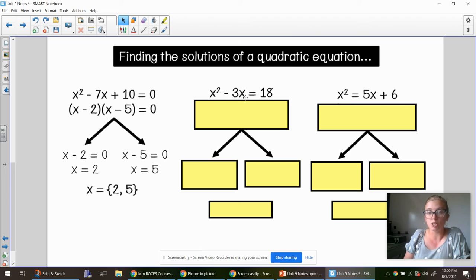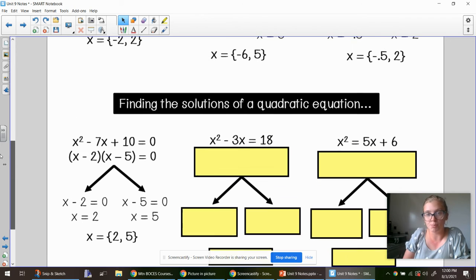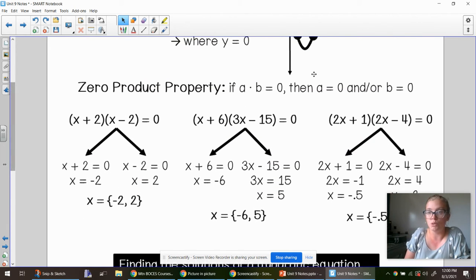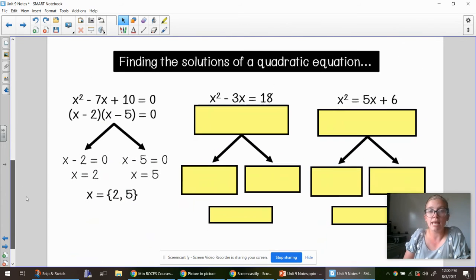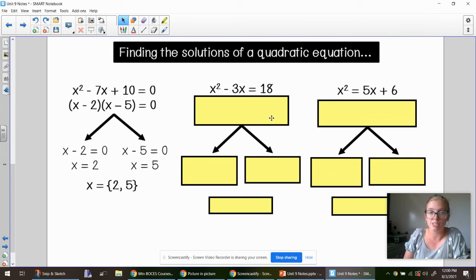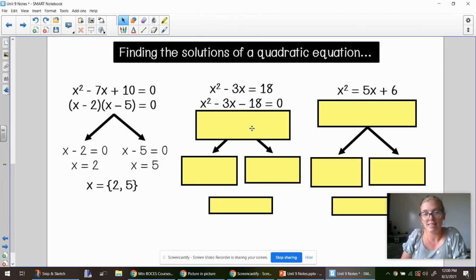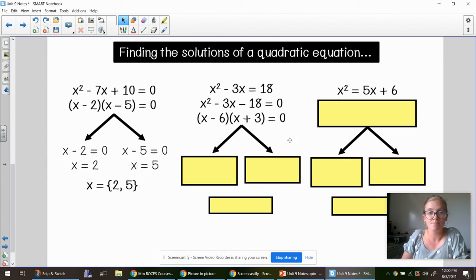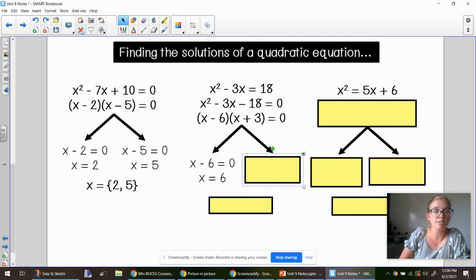These next two problems are quadratics, but they're not written nicely in standard form, and most importantly, we can't use the zero product property if they do not equal 0. So I'm going to have to change these equations to make them equal to 0. In this first equation, I'm going to subtract 18 from both sides, and that gives me x squared minus 3x minus 18 equals 0. Now I'm going to factor. The numbers that multiply to negative 18 and add to negative 3 are negative 6 and positive 3. If I set both of those factors equal to 0 and solve, I get positive 6 and negative 3.